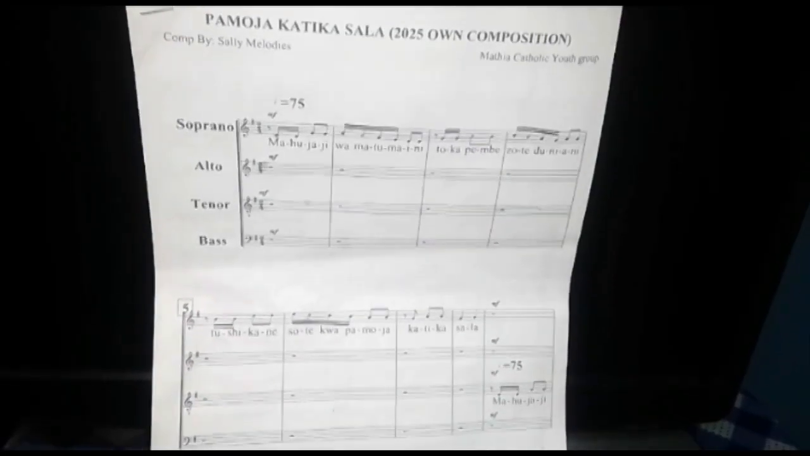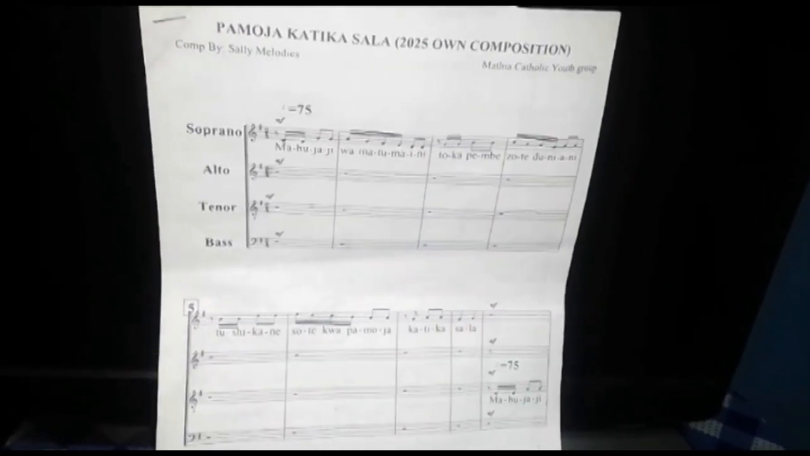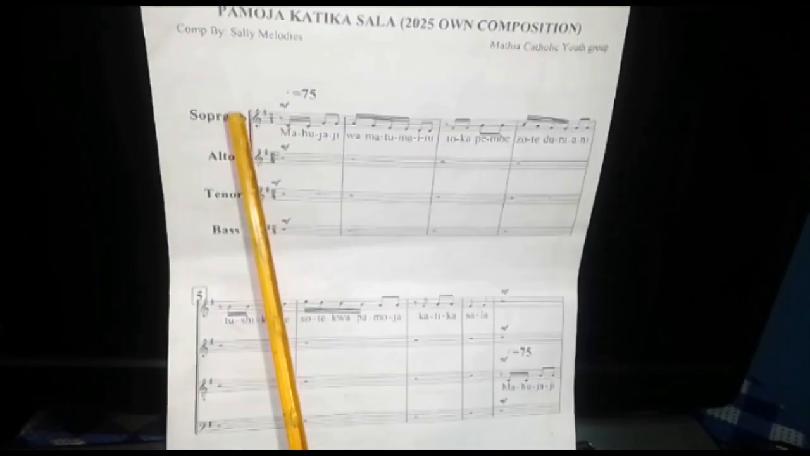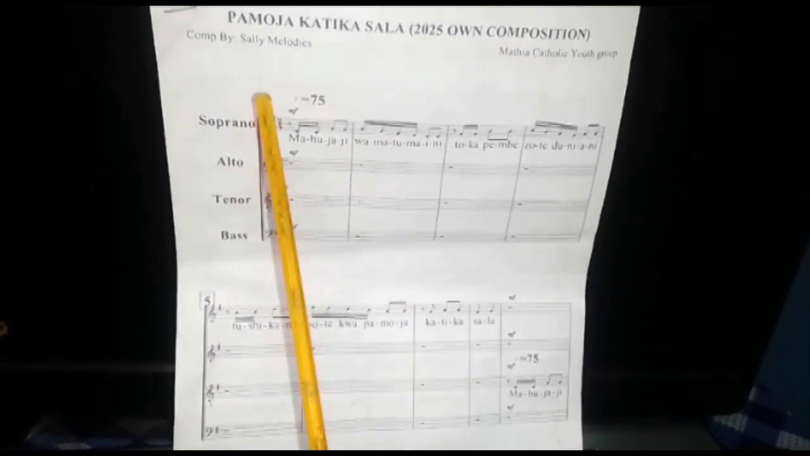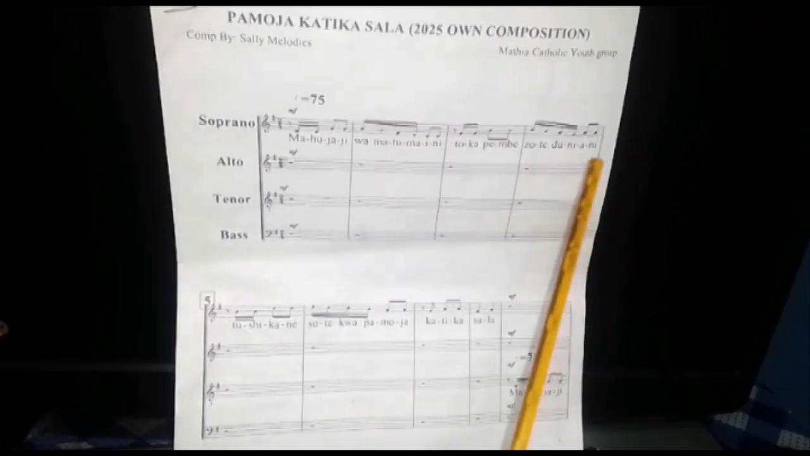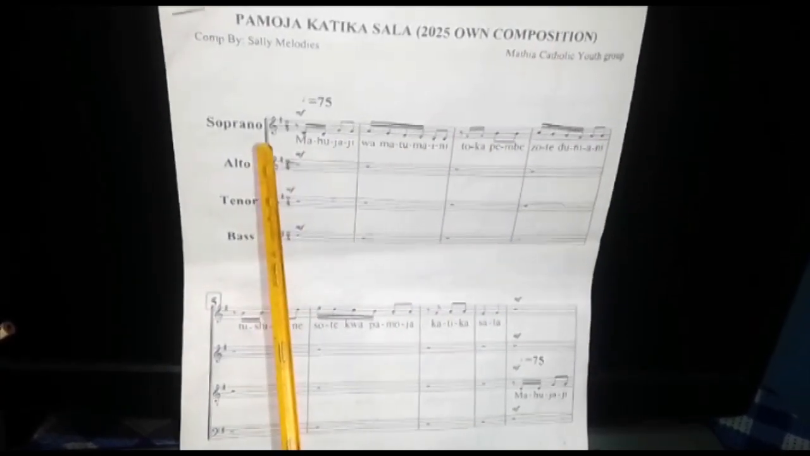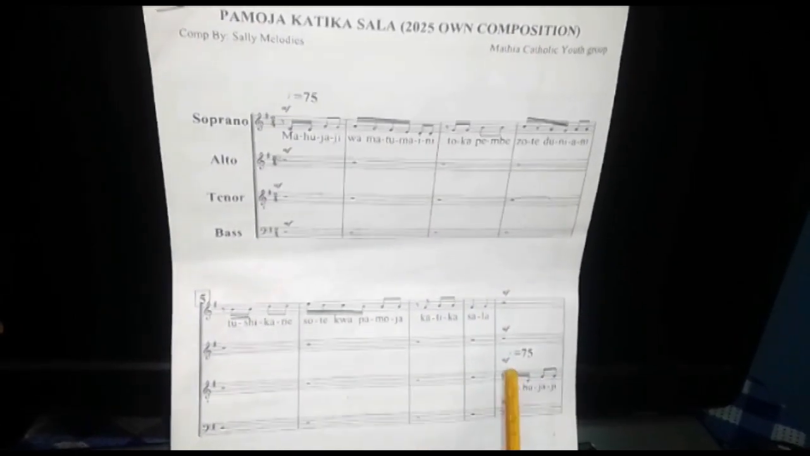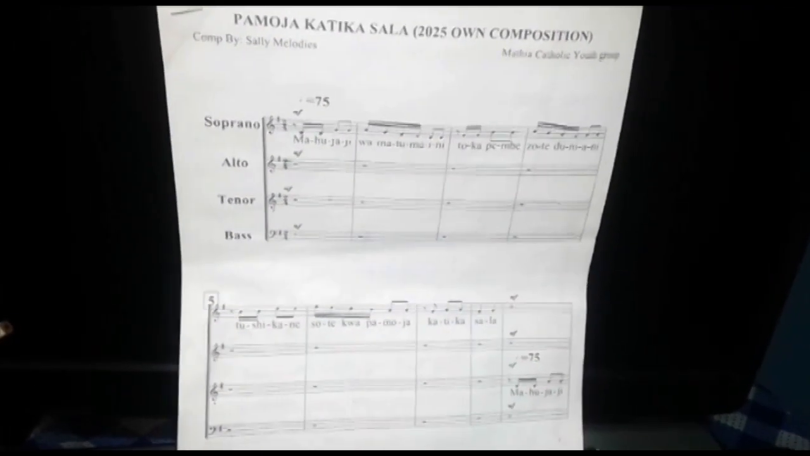This is an example of a piece of music that was being performed by a youth group somewhere. So if you look at the structure, if you look at the techniques, we have 4 voices. The sopranos are taking the melody of the song, and then there will be a melody distribution. So when we come to this point, the tenors are taking the same melody and the same lyrics.